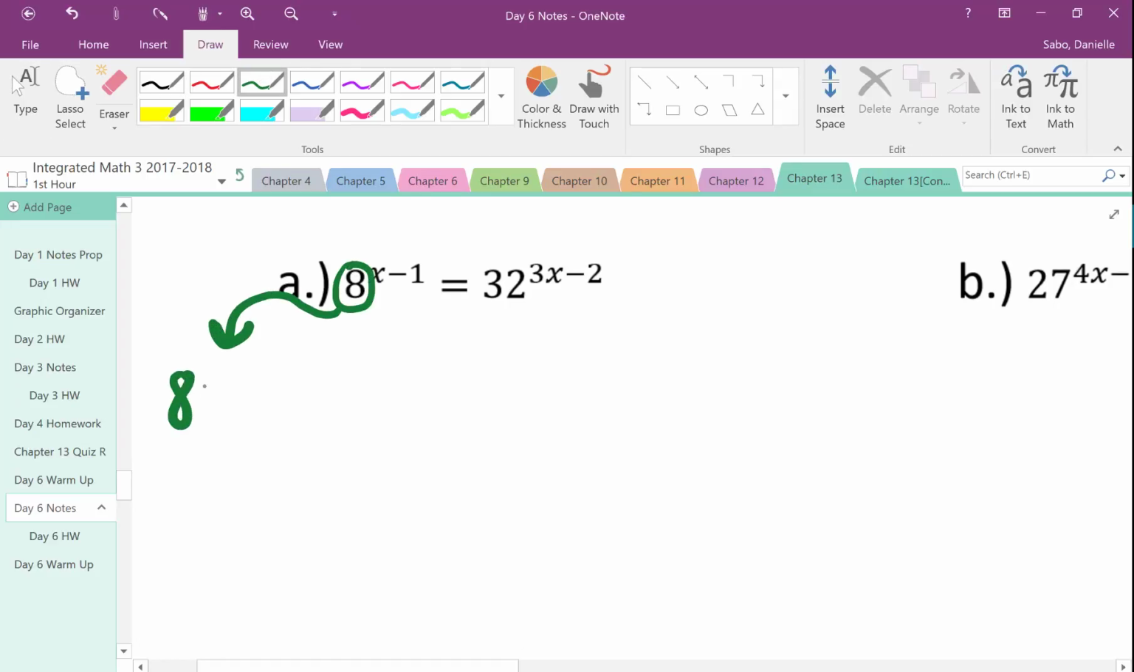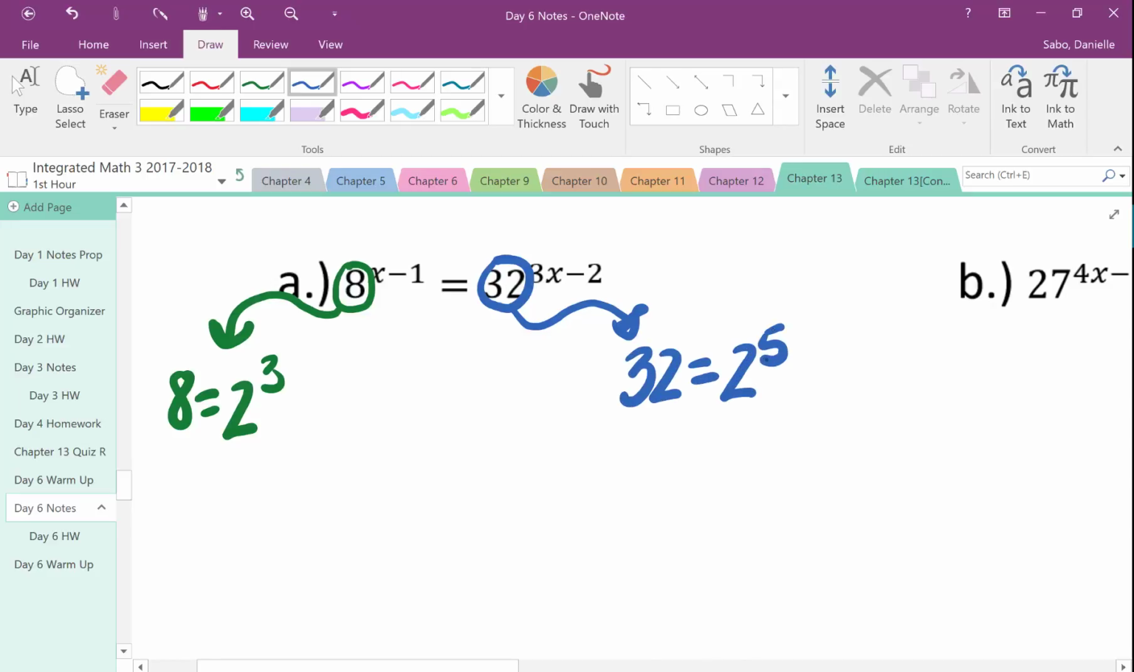8 can be written as 2 what? Cubed. All right, let's look at this next one. 32 can be written as 2 what? To the 5th. Very good. And that's why that warm-up was super beneficial for you. Because now you can look off of that. Hopefully you don't have to, but you can if you need it as a reference. Because we did these ones. Now we just rewrite it.